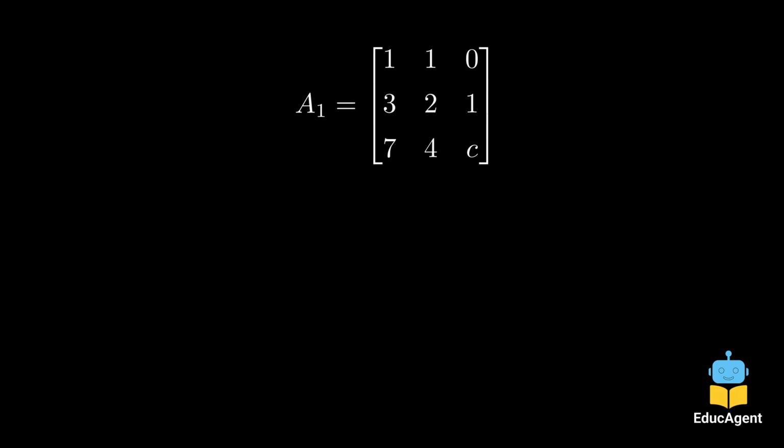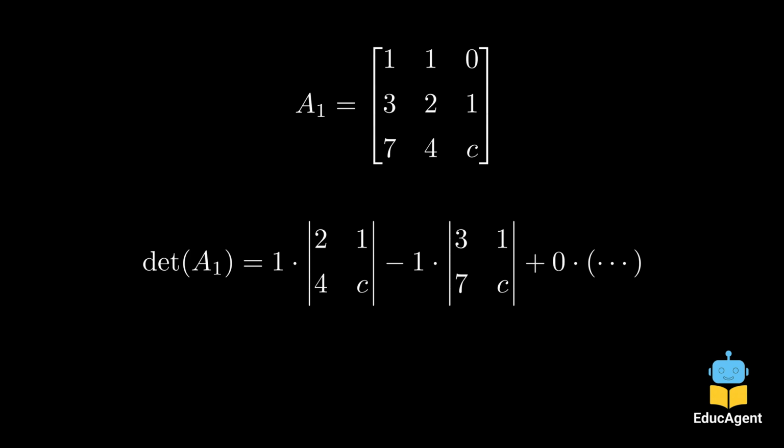Start with matrix A1. For a square matrix, columns are dependent exactly when the determinant is 0. Expand along the first row. The third term vanishes because of the 0 in the first row, third column. Compute the two 2x2 minors to get 2c minus 4 and 3c minus 7.